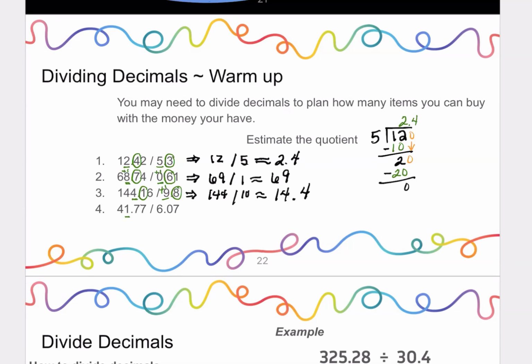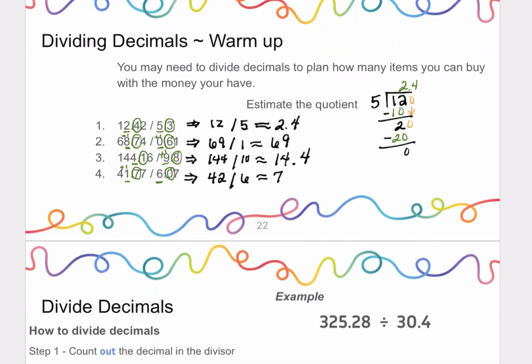One more time, let's look at question number 4. We're looking at this one value here and the 7 that is directly next to it. Because that 7 is greater than 5, we're going to add 1 there, and that will give us a value of 42. We're going to divide that by 6. Because that 0 is less than 5, we just keep it the same way that we see it. So 42 divided by 6 is approximately 7. That is how we are estimating these quotients, and it is perfectly fine if we get a decimal estimate.